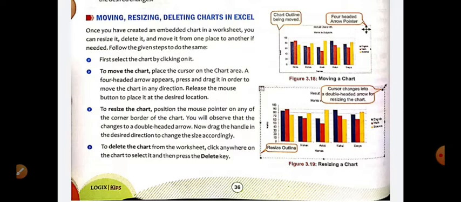First of all, you have to click on it. To move the chart, place the cursor on the chart area. A four-headed arrow appears. Press and drag it in order to move the chart in any direction. Release the mouse button to place it at the desired location.